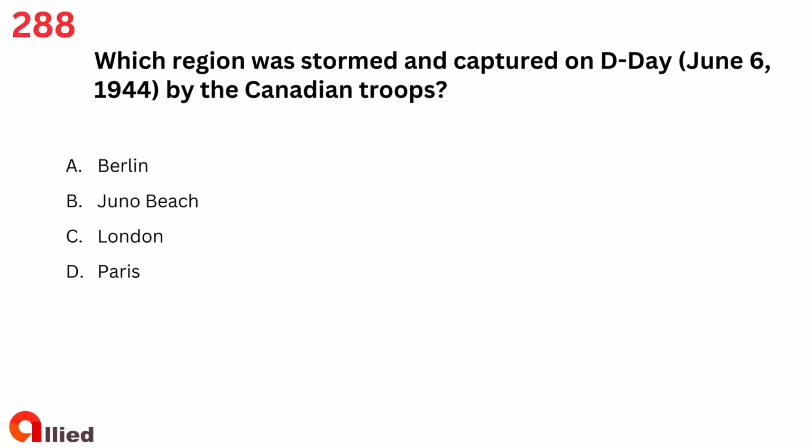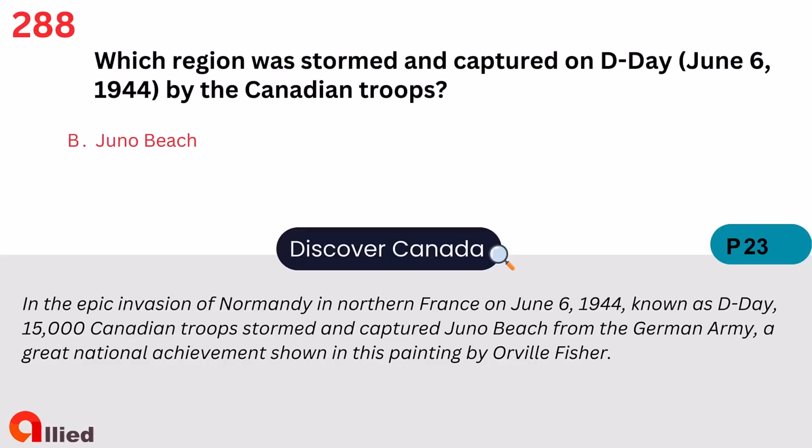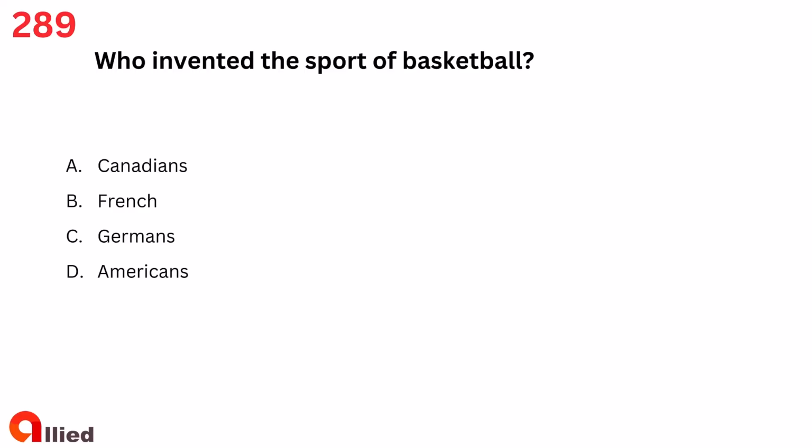Question 288. Which region was stormed and captured on D-Day, June 6, 1944, by the Canadian troops? A. Berlin. B. Juno Beach. C. London. D. Paris. The answer is B. Juno Beach.